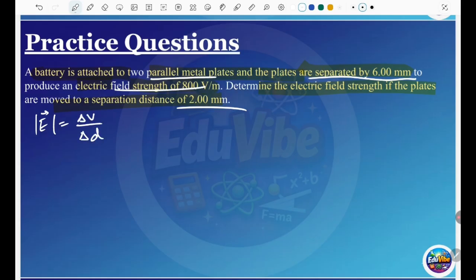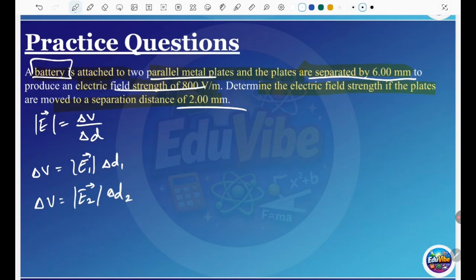So what is common in both cases? The battery. The battery in both cases is the same. When we have 6.0 mm, we have the same battery, and that same battery is attached to the parallel plates when we move to 2.00 mm. This means that delta V remains the same. So delta V is equal to E1 times delta d1, and it is constant, and the other one is E2 times delta d2. Both are equal to delta V, so they are equal to each other.